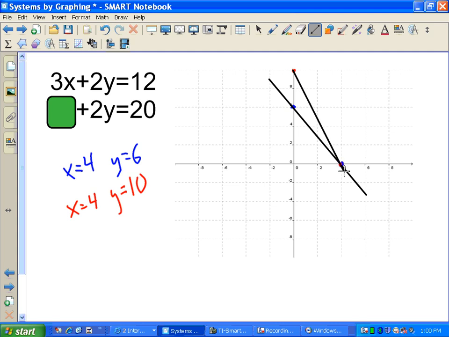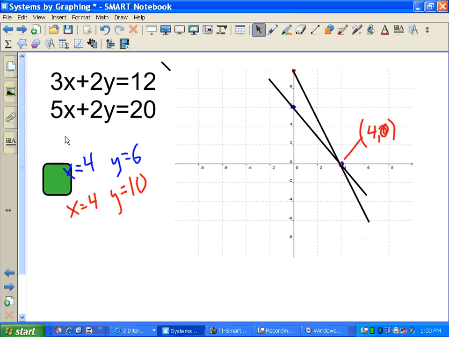Might be something like that. Go a little further. So we see that we have the line. Oops, extra line. There's my solution. We always list out what the coordinates are. Looks like about 4, comma, 0. 4, comma 0. So 3 times 4 is 12, plus 2 times 0, still 12. We do the next one. 5 times 4 is 20, plus 2 times 0 is 0. 20 plus 0 is 20, so that is a decent solution.